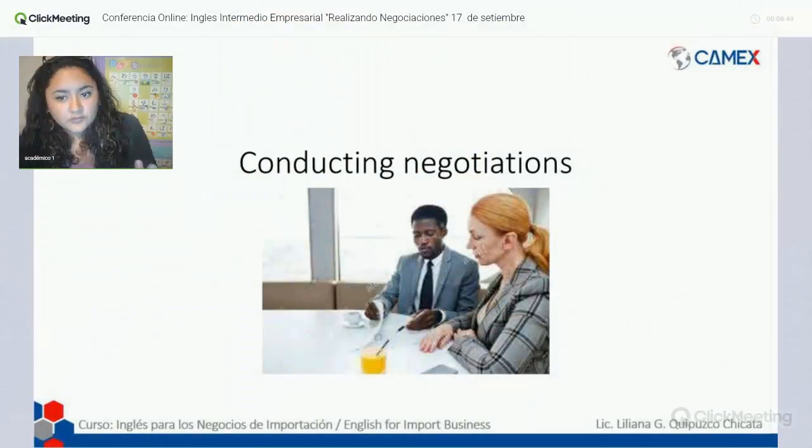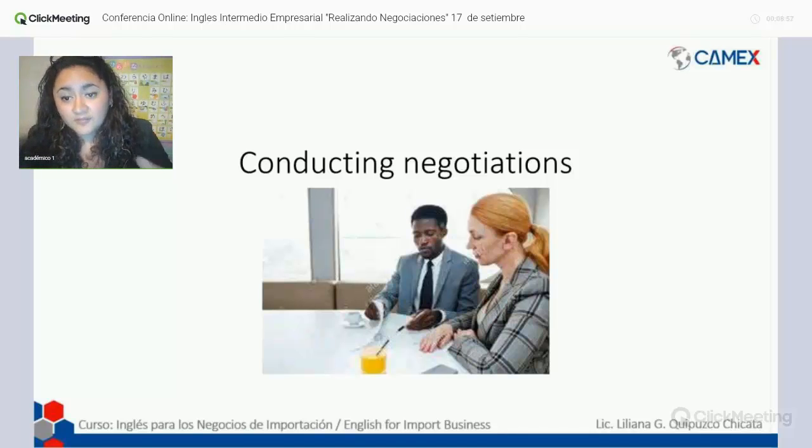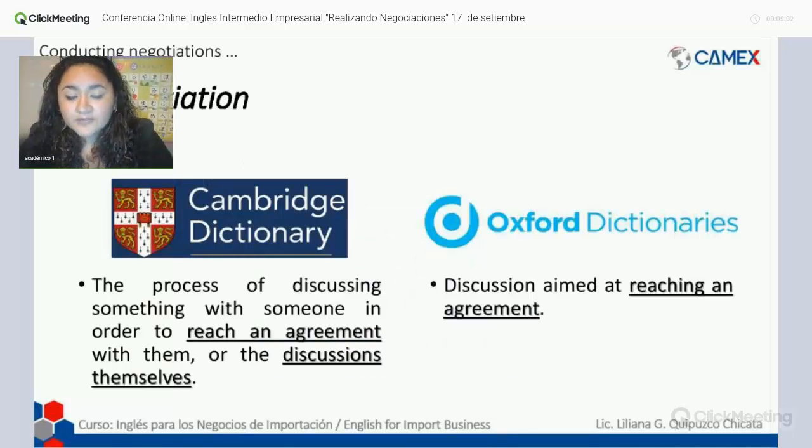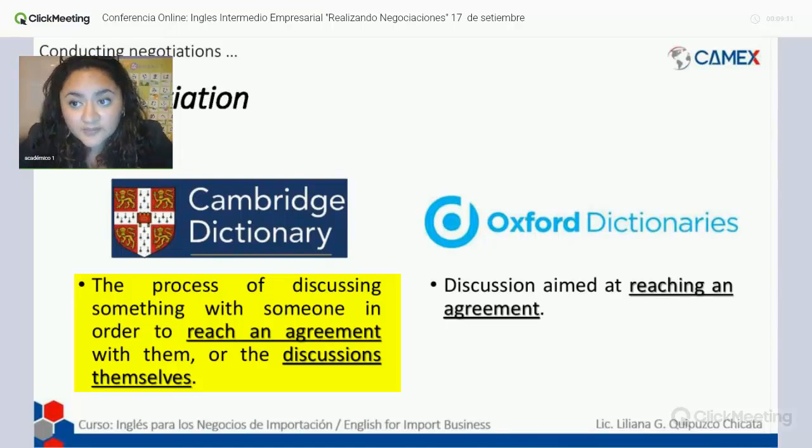Conducting negotiations. First of all, before starting to see how we are able to conduct a negotiation and everything that is involved, we first have to go to the dictionary. Negotiation, according to Cambridge Dictionary, means the process of discussing something. It doesn't say on a specific matter, it just says something with someone in order to reach an agreement with them. In this case, it could be one person or multiple people, or the discussions themselves.